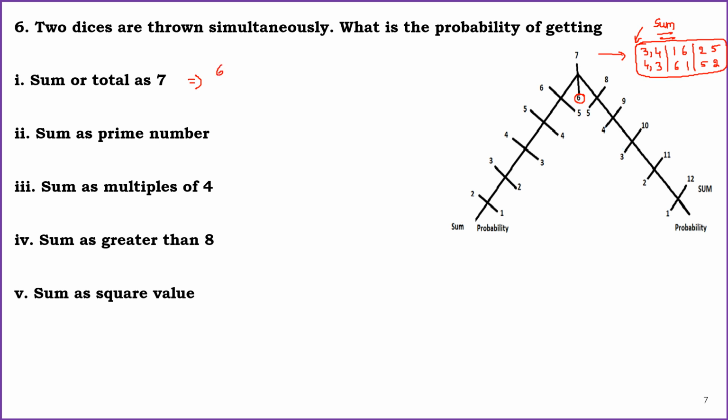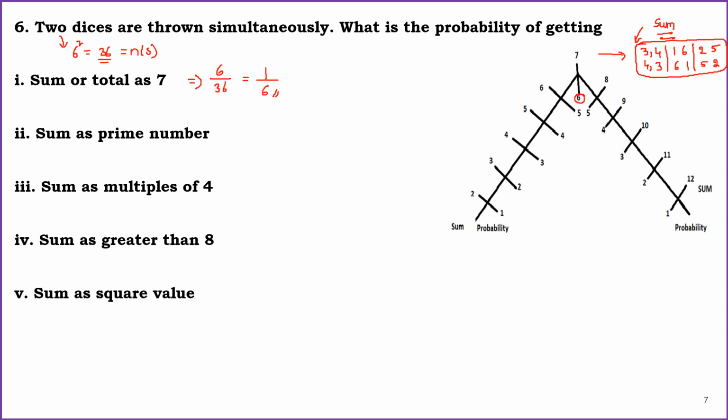So 6 by total. The dice is thrown 2 times. What is the sample space here? Which is 6 square. 36 is the sample space. So 6 by 36. Answer is 1 by 6. That is the first question, dears.